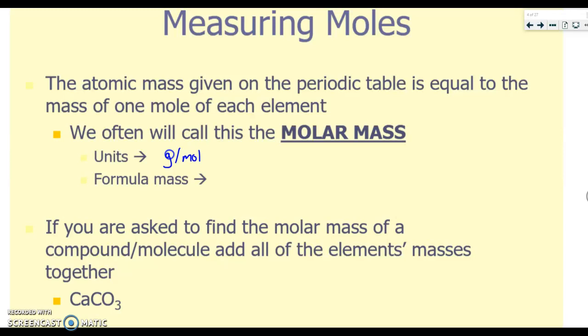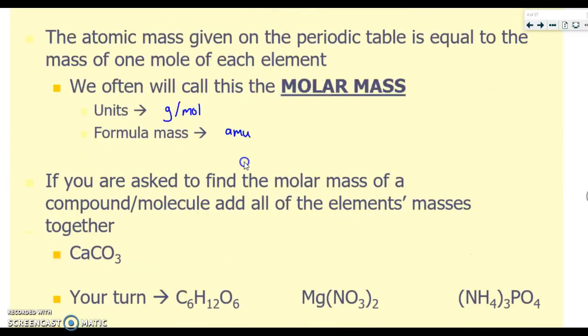There's also something called formula mass, and the formula mass is calculated the exact same way that molar mass is, by summing together all of the elements within a compound, but its unit instead is AMU, or atomic mass units, which we've previously discussed. When you are asked to find the molar mass of something, all you have to do is add all the elements' masses together. You're going to be multiplying by their subscript if they have one, and then you just add them together.